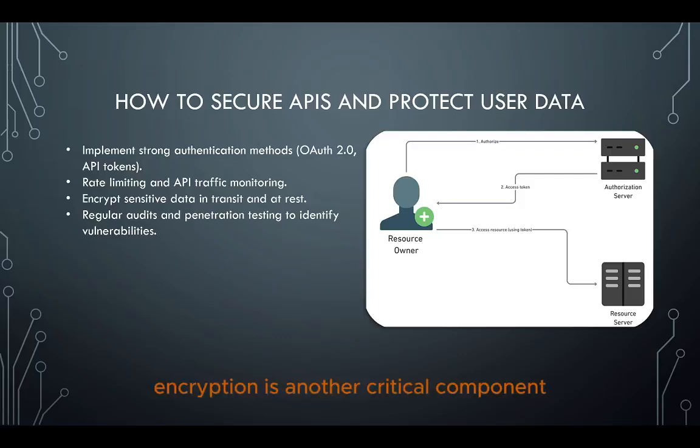Encryption is another critical component. Encrypting sensitive data both at rest and in transit helps to ensure that even if data is intercepted, it cannot be easily read or misused. Finally, platforms must regularly audit their systems and APIs, as well as perform penetration testing to identify and fix vulnerabilities before attackers can exploit them.